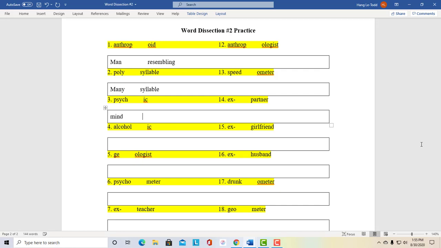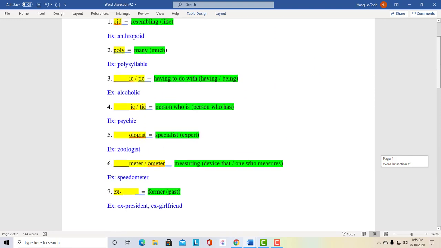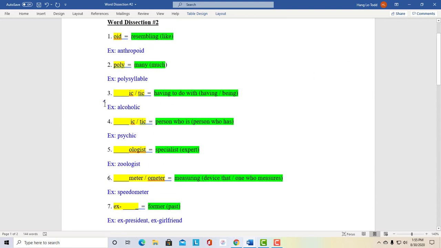Tab on over to ick. Is ick one of our words? Let's look. And I see in numbers 3 and 4 that ick is one of our words. As a matter of fact, it's represented twice. So how do we know which meaning to pick? Do we pick having to do with, having, or being from number 3, or do we pick person who is or person who has from number 4?